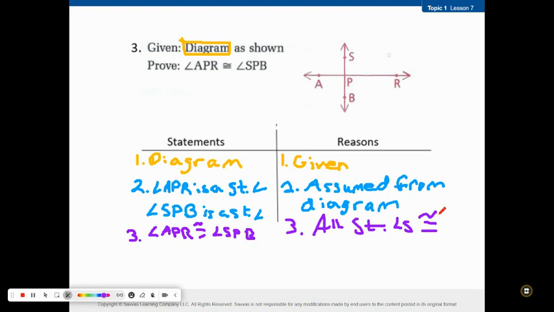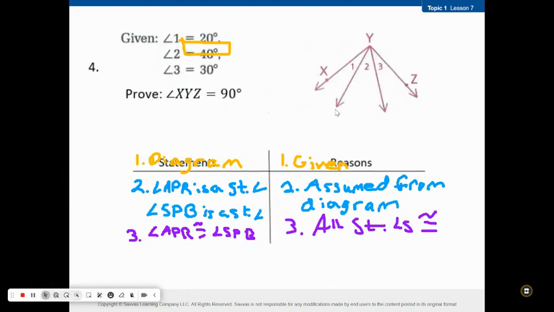Questions on this? We got one more, and I'm going to show you guys what to do with your homework. So you have given angle 1, angle 2, and angle 3: 20, 40, 30. Prove that XYZ equals 90 degrees.